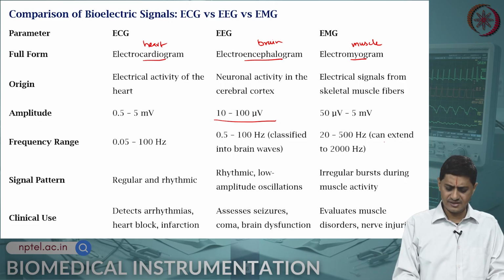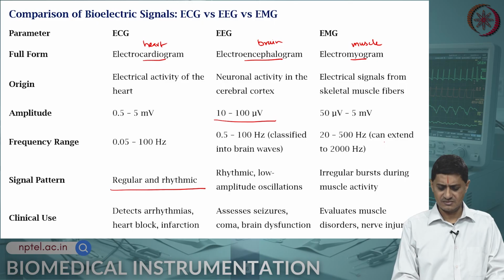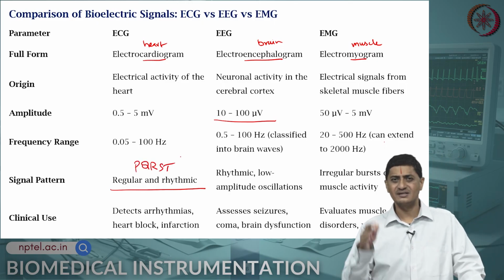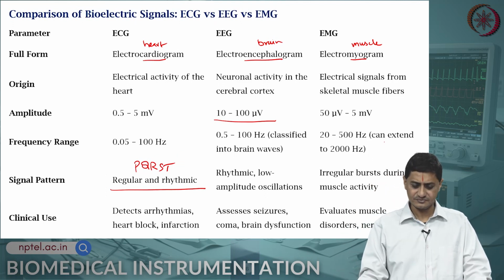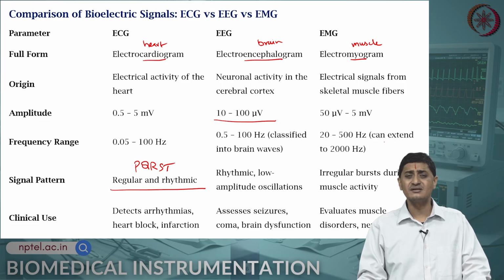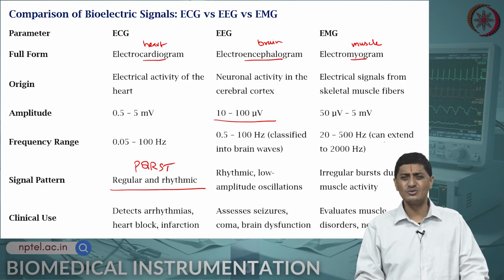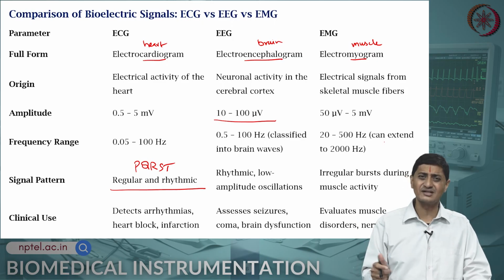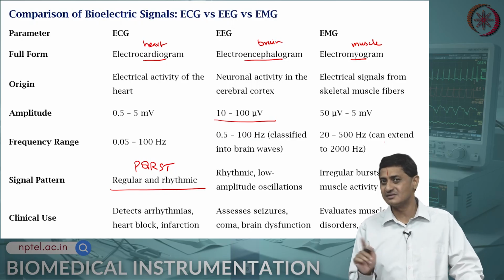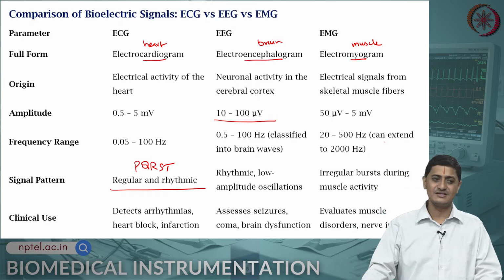ECG is a regular and rhythmic pattern having that typical PQRST wave; every time the heart beats you have a PQRST pattern. EEG is also rhythmic, but looks more like noise, low amplitude oscillations that appear noisy. Whereas EMG is irregular bursts depending on the muscle activity. When the muscle is active, there is EMG. When the muscle is not active, that is baseline EMG. Not that the EMG is 0, that is baseline EMG.